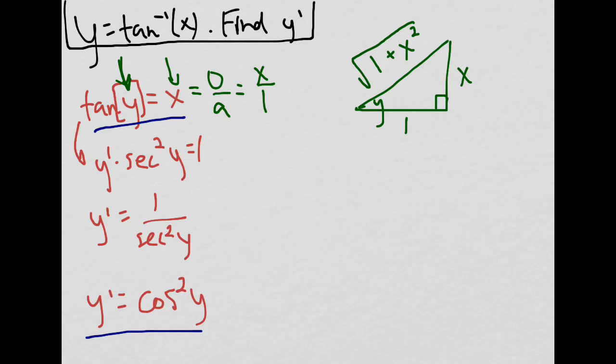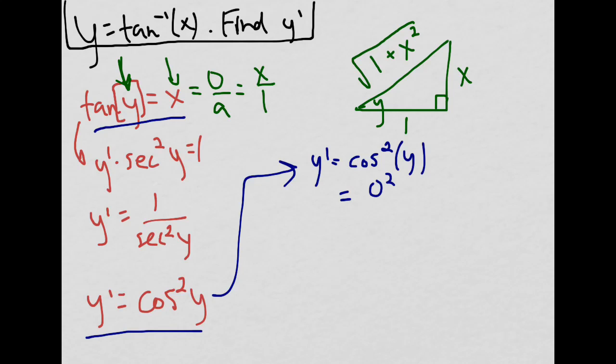Well, here I'm asking for cosine squared of y. I know that's what y prime is equal to. So I know that y prime is equal to cosine squared of y. Well, that is adjacent squared over hypotenuse squared. And that's just using stuff from trig way back when.